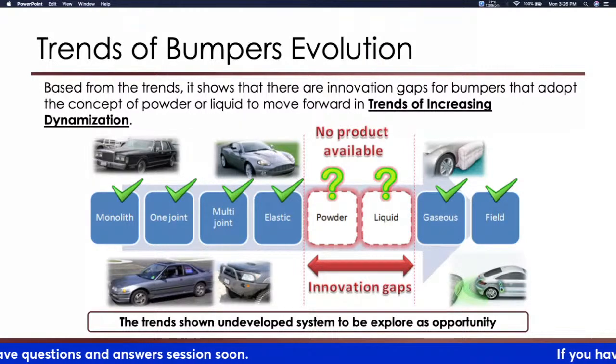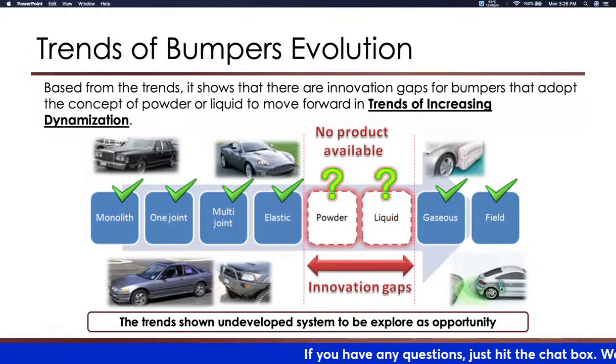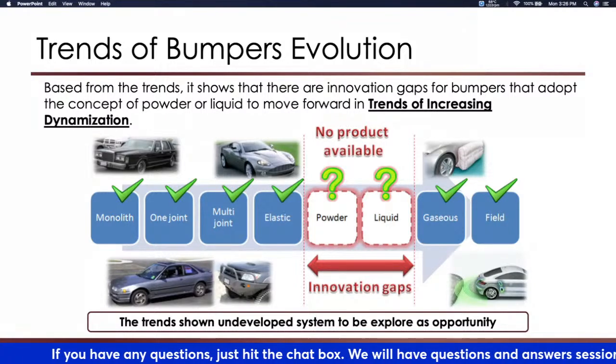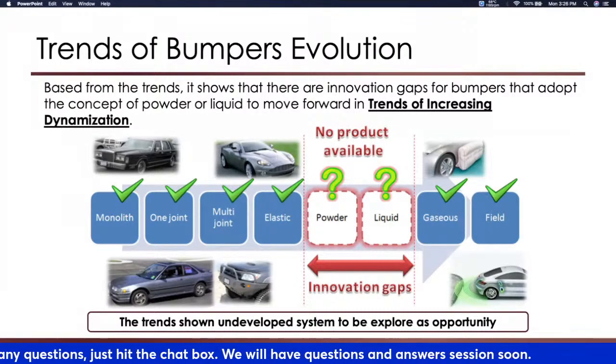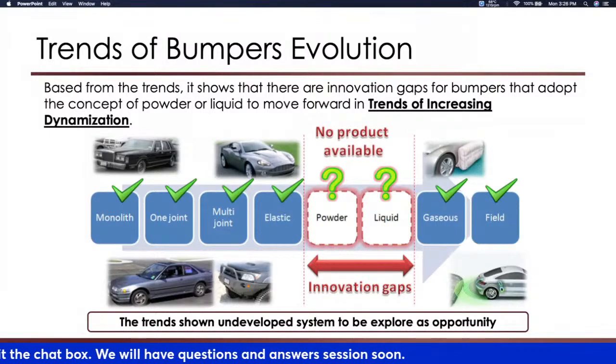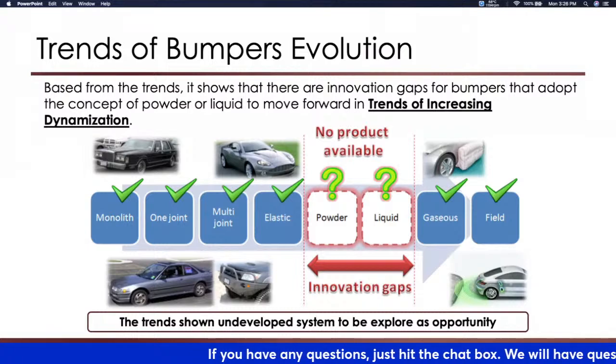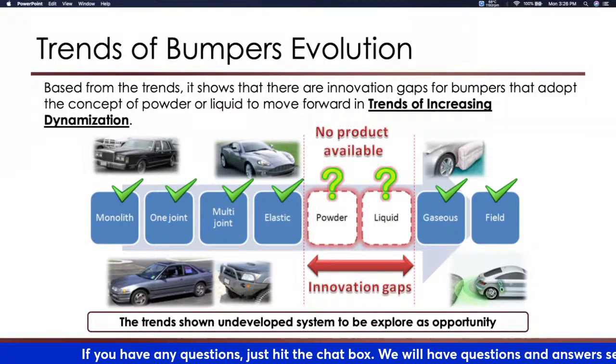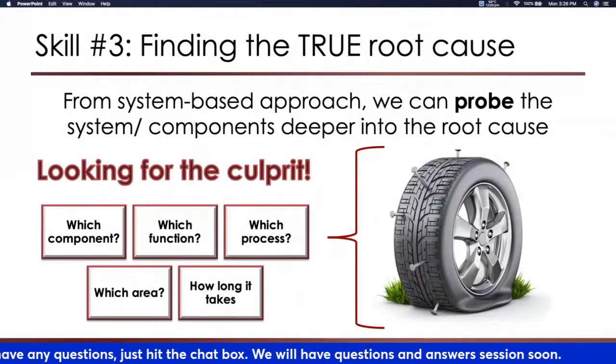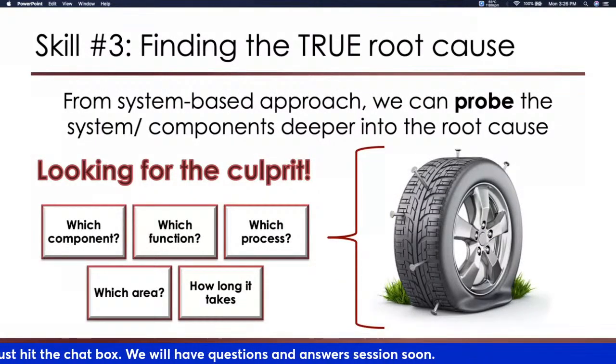When your bumper crashes in an accident, your liquid bumper is able to reform back into the original shape. So you don't need to spend 300 or 700 ringgit to repair your bumper, because it can change back into the original form. This is one of my research projects during my time in Proton. So let's go to the third skill: find true root cause.